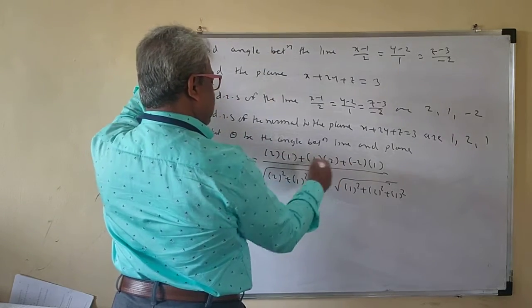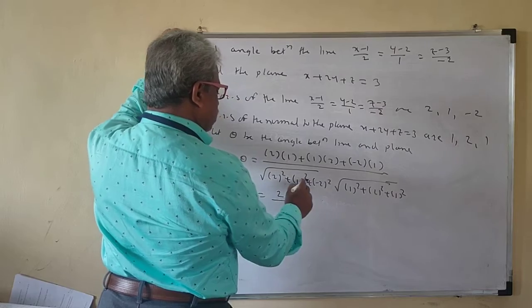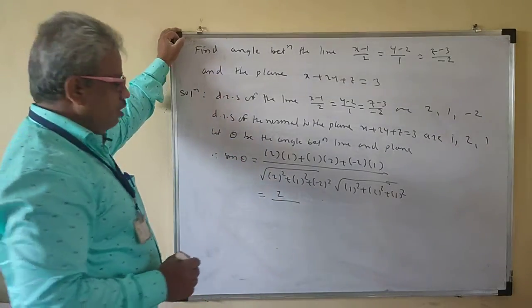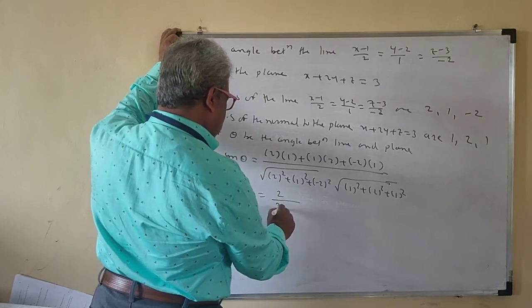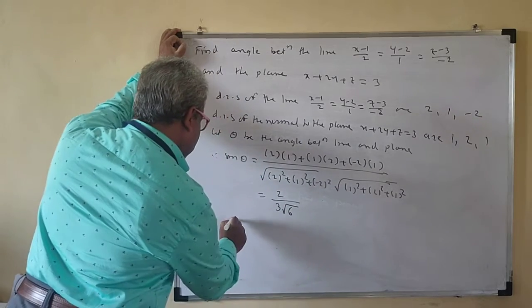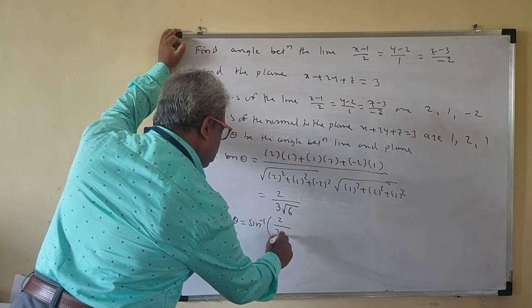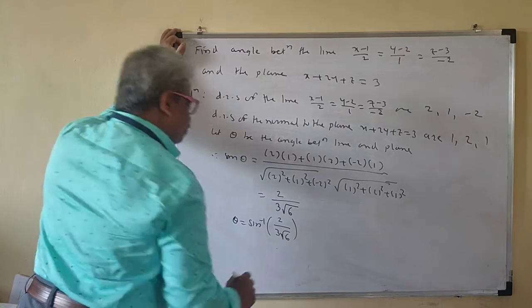So these two get cancelled. So this is 2 upon, now what is this? This is 4 plus 4, 8 plus 1, so this is 3 into root 6. So theta is equal to what? Sin inverse of 2 upon 3 root 6.